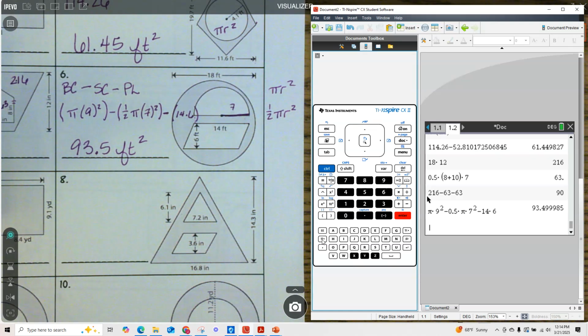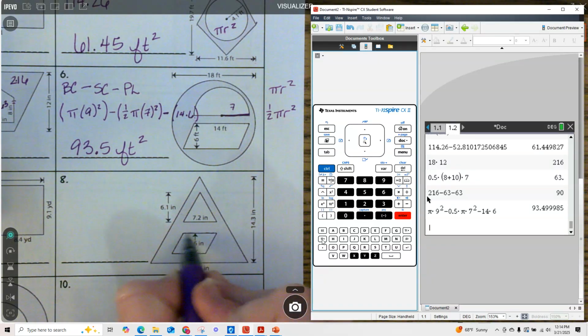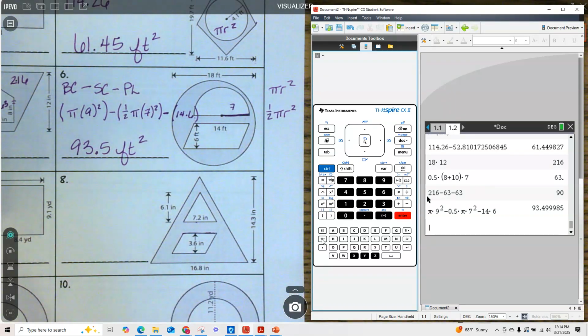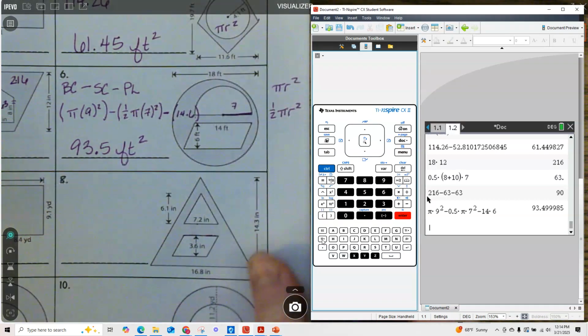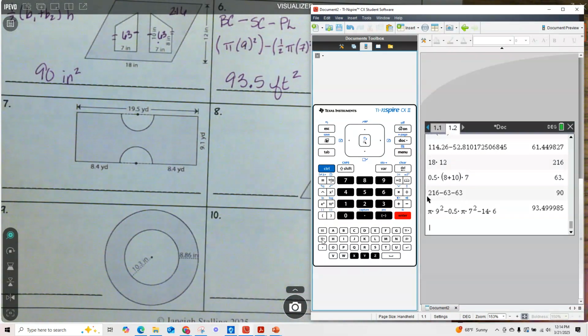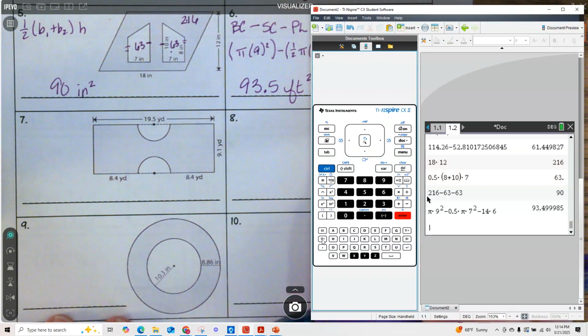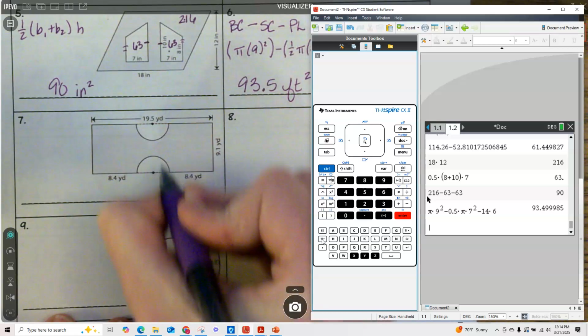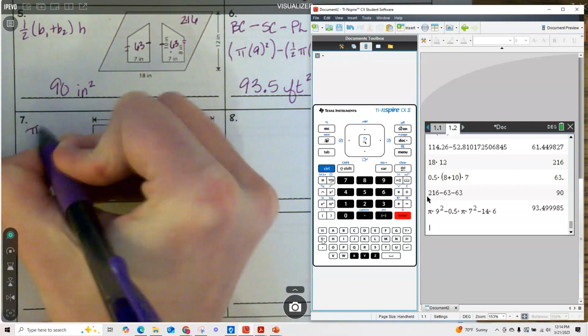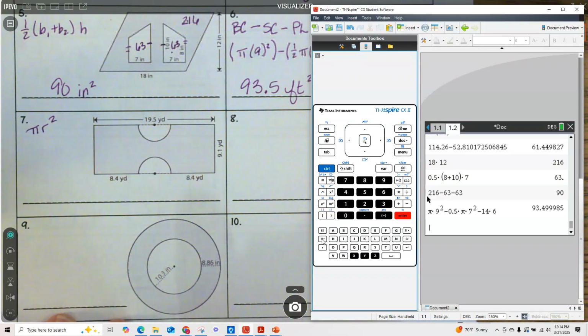Eight's not too bad because it's all straight shapes. This side right here is also 7.2. Okay. Let's look at this rectangle though. I've got 2 semicircles here. If I've got 2 semicircles, what do I really have? I got 1 circle, right? So instead of working it in 2 pieces, we're just going to do pi r squared for that.